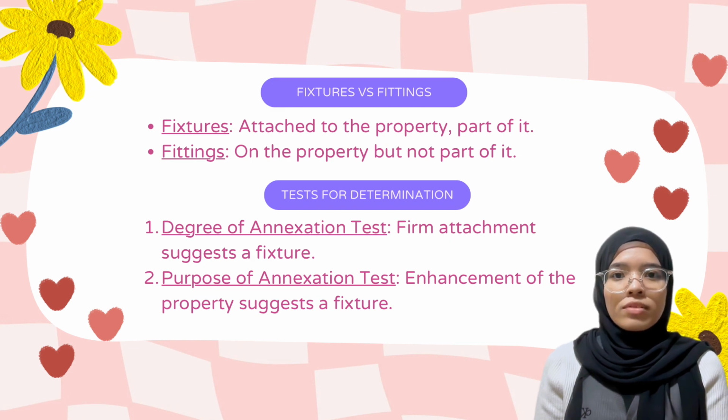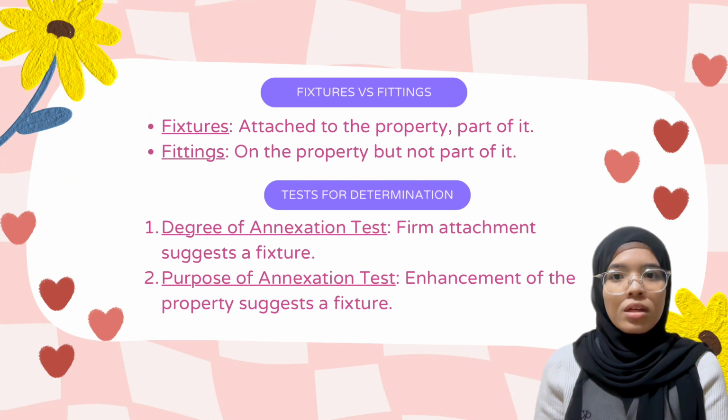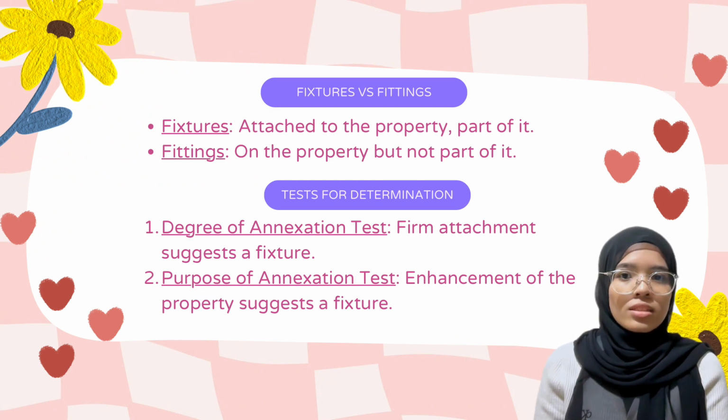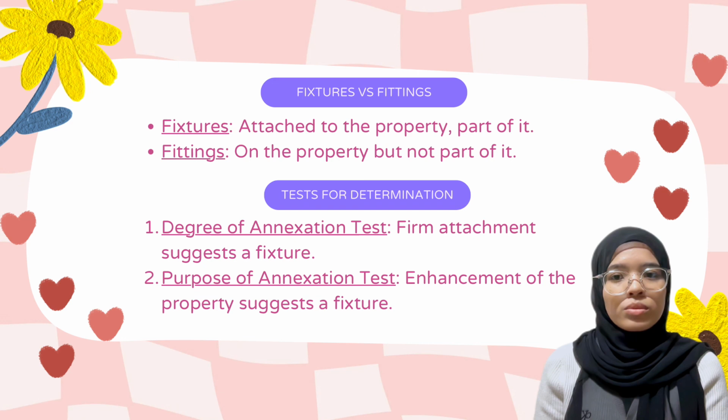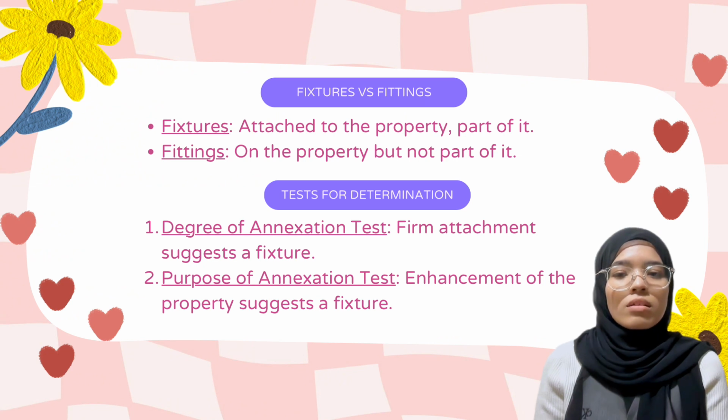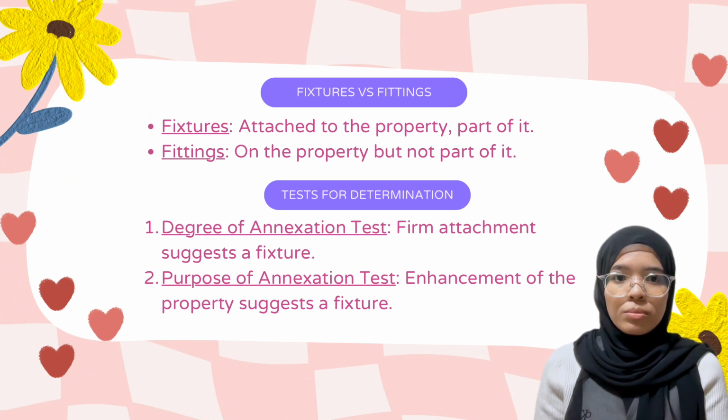According to the degree of annexation test, the more firmly an item is attached to the property, the more likely it is to be considered a fixture. Another test is the purpose of annexation test, which considers the reason an item was brought on to the land. This test evaluates the intended purpose behind the item's placement. If the item was placed for the enjoyment of the item itself, it remains a fitting.